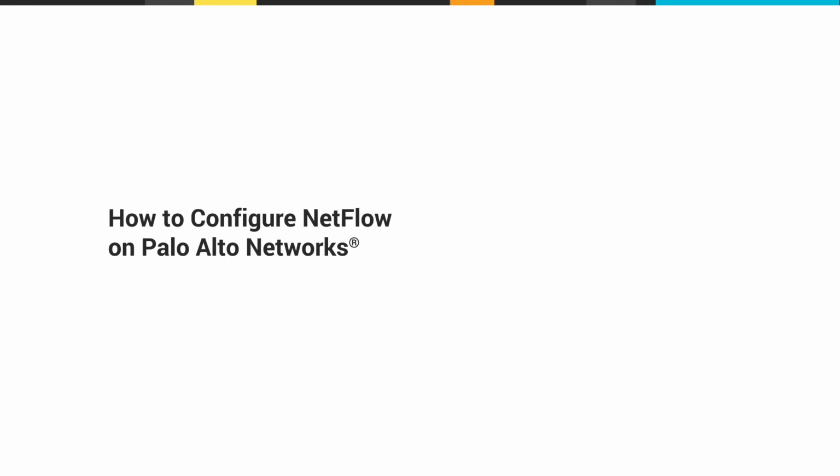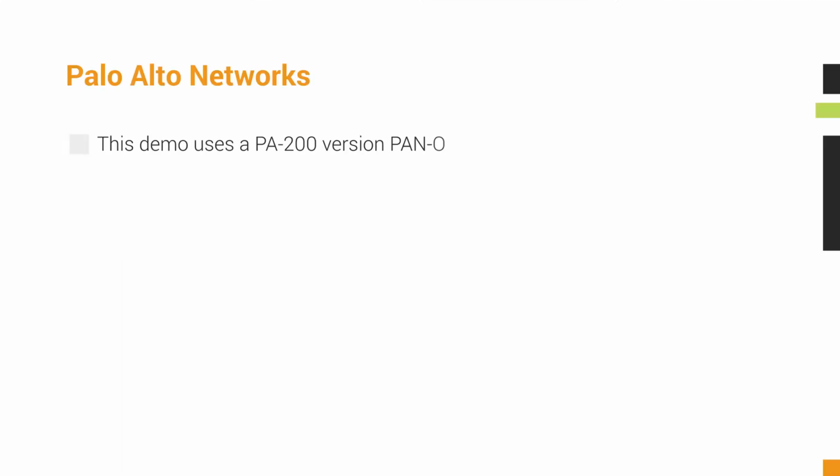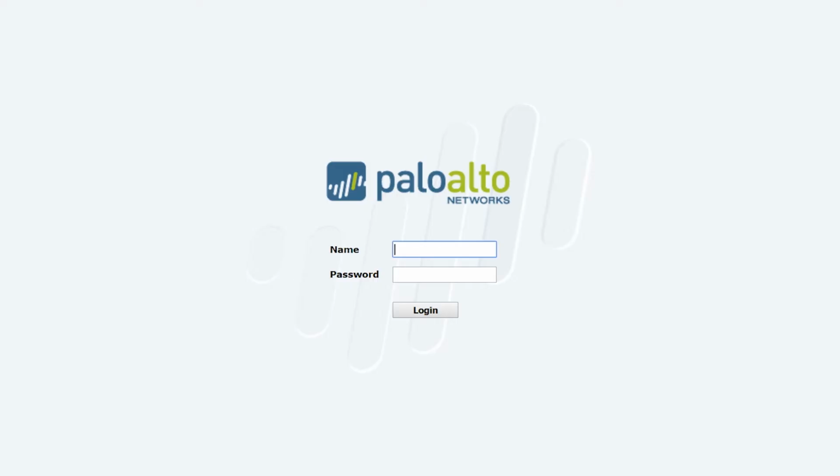This video will show you how to configure a Palo Alto Networks firewall to export NetFlow using the web interface. The model used in this demo is a PA200 version PAN-OS 7.0.2. Please note that there might be slight differences with other models and versions. Open a browser session and log into your device.